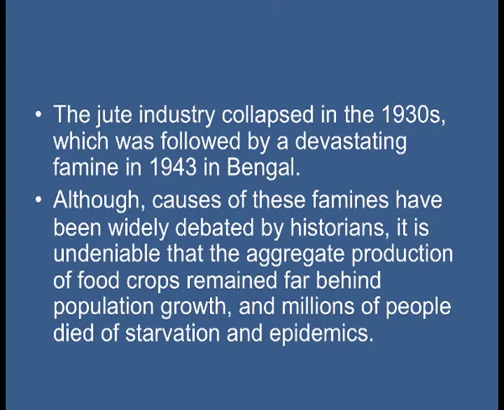The jute industry collapsed in the 1930s, which was followed by a devastating famine in 1943 in Bengal. Although these famines have been widely debated by historians, it is undeniable that the aggregate production of food crops remained far behind population growth, and millions of people died of starvation and epidemics.